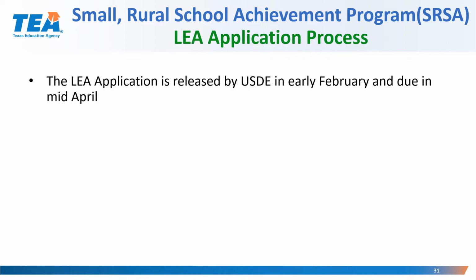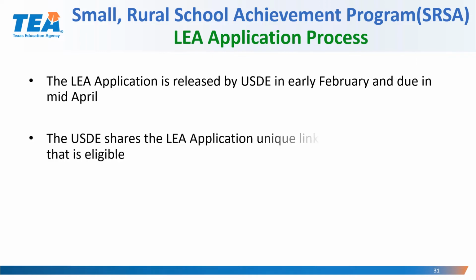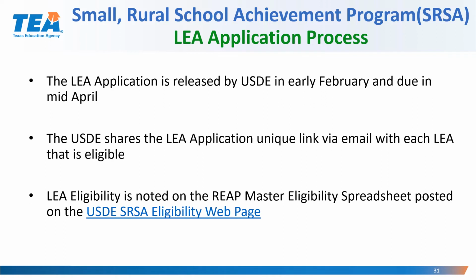The LEA application process. The LEA application is released by the USDE in early February and due in mid-April. The USDE shares the LEA application unique link via email with each LEA that is eligible. LEA eligibility is noted on the RIP Master Eligibility Spreadsheet posted on the USDE SRSA Eligibility webpage.